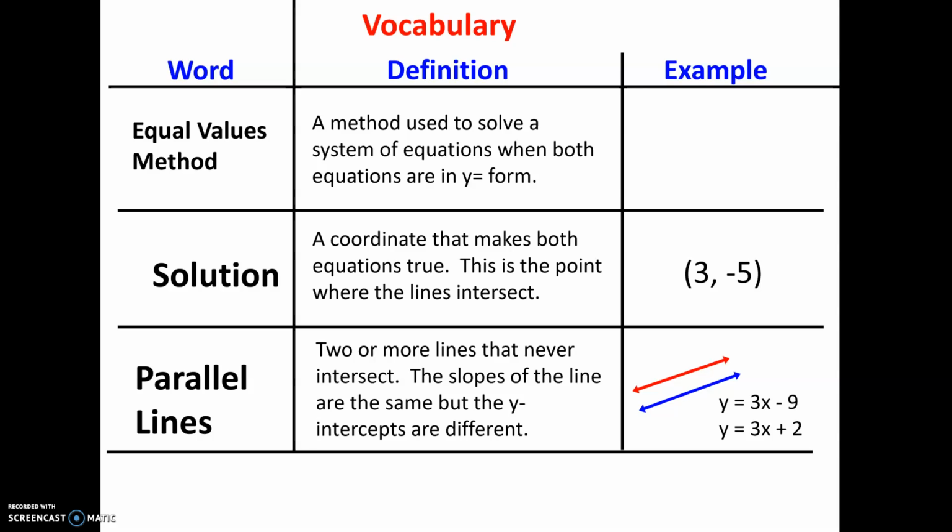You need to add in parallel lines. Parallel lines have the same slope, as you can see over here. They're lines that do not touch. And thus, if you're looking at a system and you have parallel lines, there are no solutions because they're not intersecting.